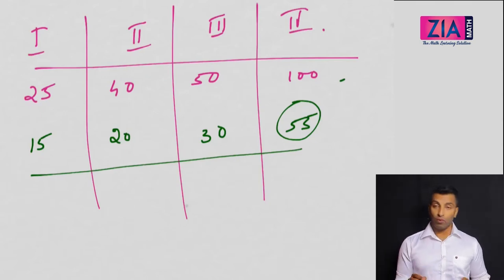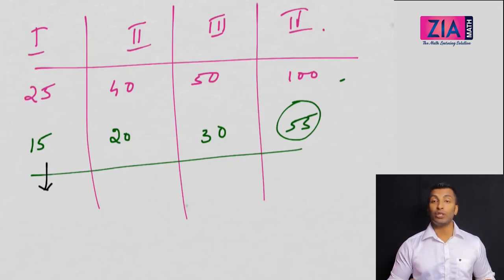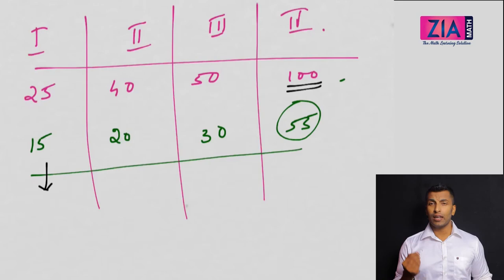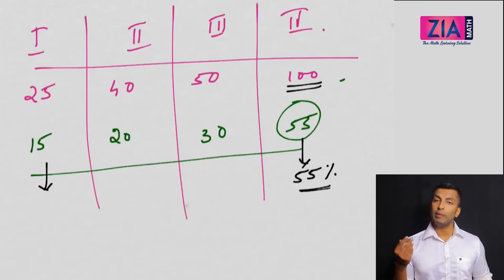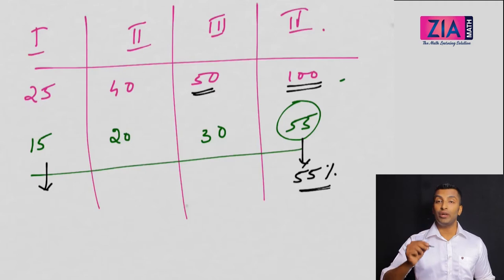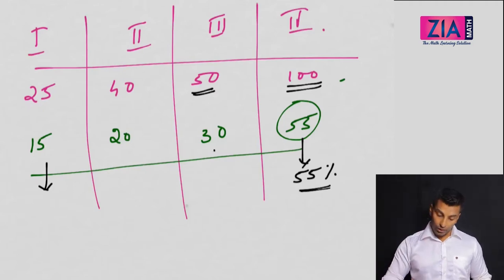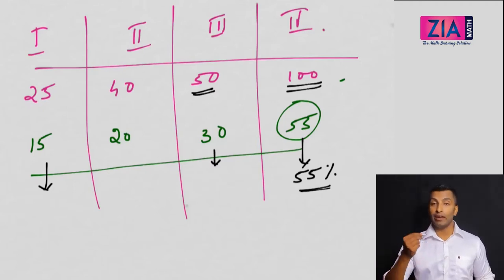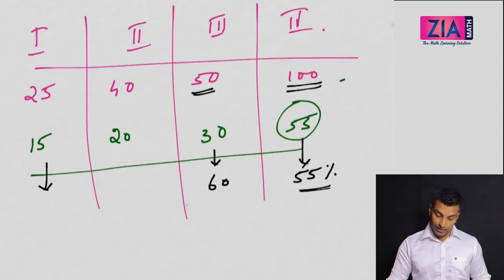Percentage means you are expressing everything in terms of 100. Here the base is already 100, so there is no need to change that value. You can write this as 55 percentage. So 55 out of 100 means 55 percentage. Here the base is 50, so you need to convert that to 100. You need to multiply the numerator and denominator by 2. So this is actually 60 percentage.